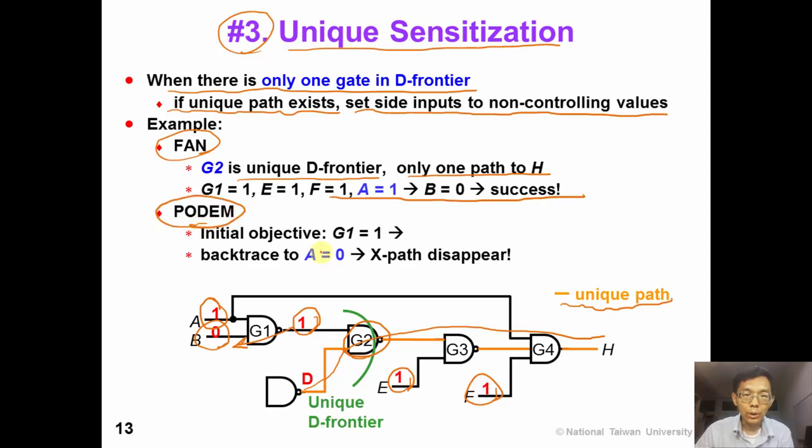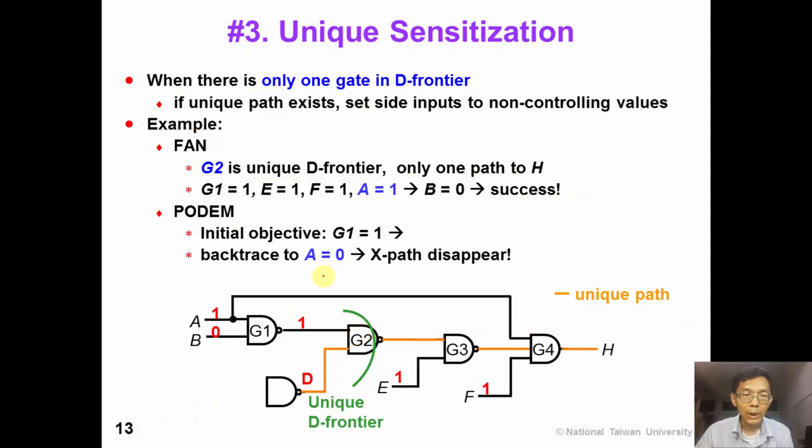However, the PODEM algorithm does not recognize this unique path sensitization. So, for the PODEM algorithm, it would assign G1 to 1, and then it backtraces to A because there is an inverter here. So, it would assign A to 0, which would block the propagation of the D to the output. So the X path would disappear. So this is a wrong assignment. So we know that the FAN algorithm is smarter than the PODEM algorithm when there is a unique path in the circuit.